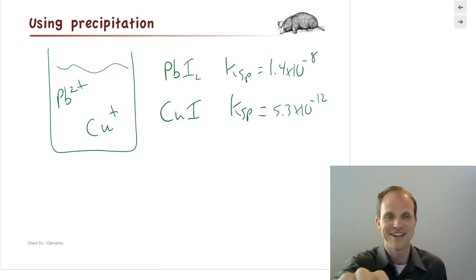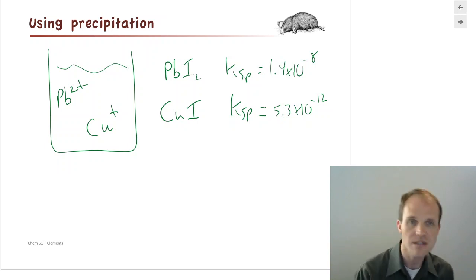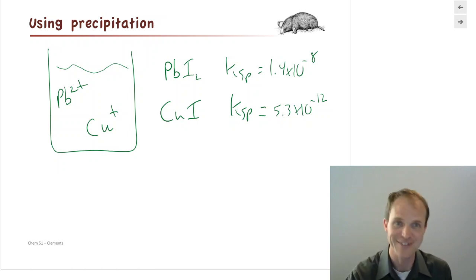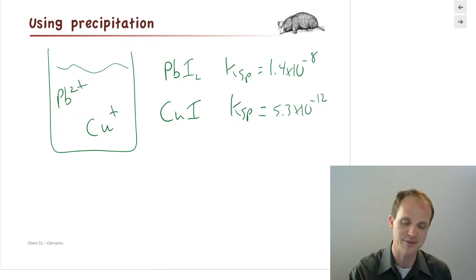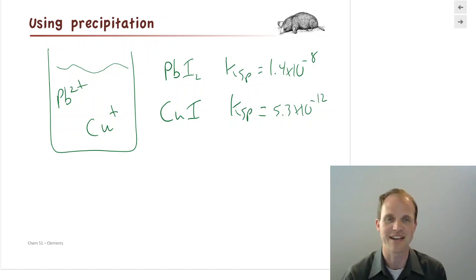And you're like, no, professor, you told us you can't just compare KSPs when they fall apart differently. No, you can't. However, if you do the math, you'll find out that copper iodide is significantly less soluble. So you actually have to do the x squared and all these 2x squareds, 4s divided by things. Yes, you have to do that. But you'll find that the copper iodide is significantly less soluble than the lead 2 iodide.